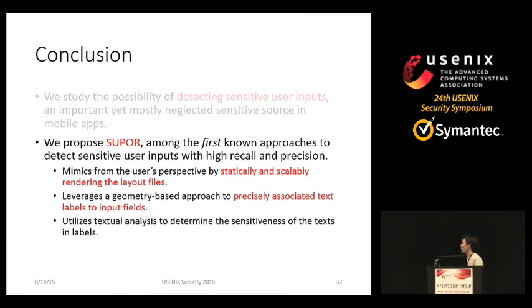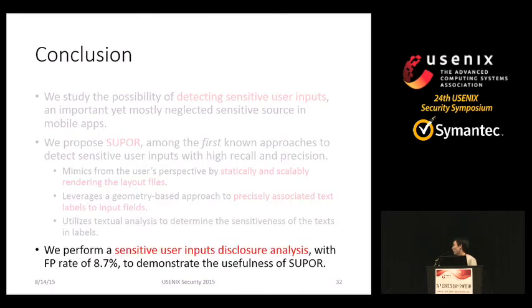SUPOR mimics the user's perspective by statically rendering the layouts, and it leverages a geometry-based approach to associate text labels to input fields. And it uses some text analysis to determine the sensitiveness of the input fields. At the end, we also performed some sensitive user input disclosure analysis to demonstrate the usefulness of SUPOR, and the false positive rate is relatively low.